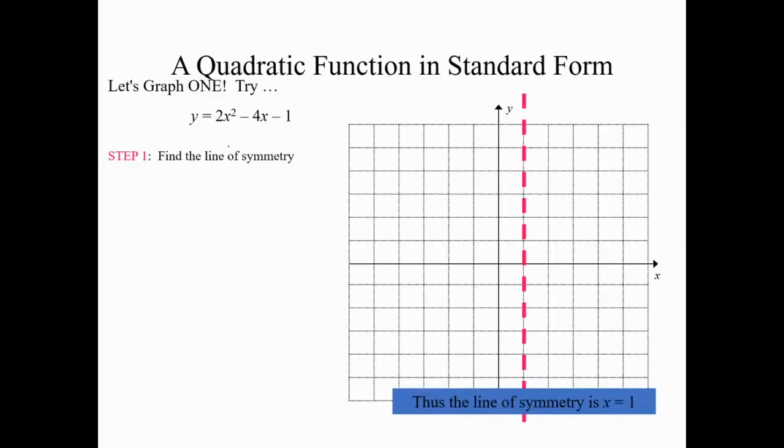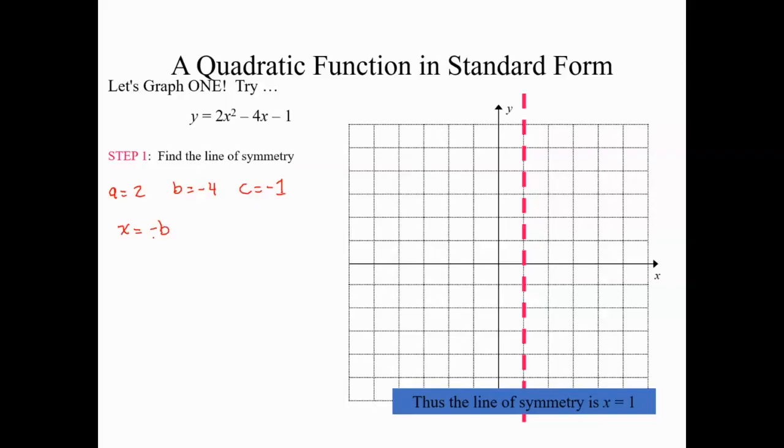So let's look at one. This is in standard form, because I have an x squared, an x, and a number. So let's find our line of symmetry. a is equal to 2, b is equal to negative 4, c is equal to negative 1. I don't even need to write c down, but I just am for consistency.